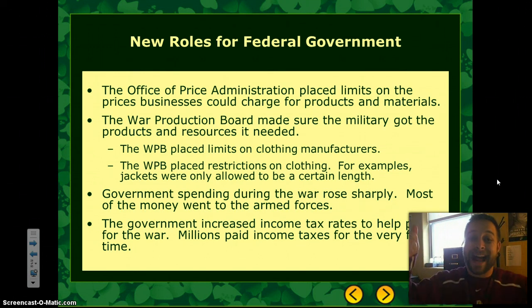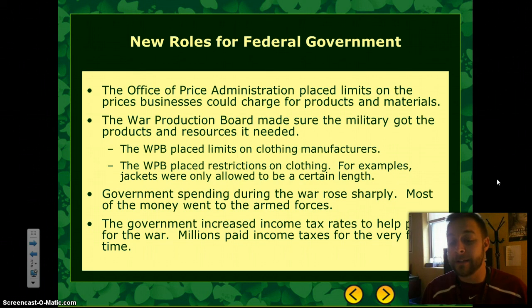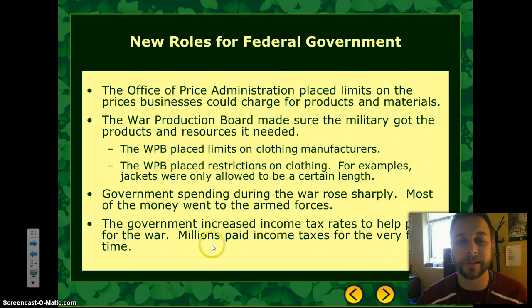Also, government spending skyrockets. It's really what pulls us out of the Great Depression. Finally, income tax rates increase as well, which pours money into government coffers. So it drastically changes American society.